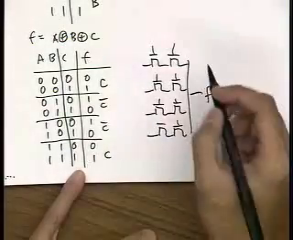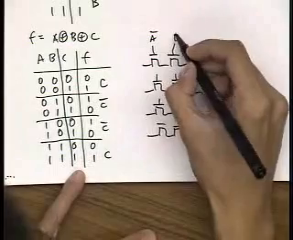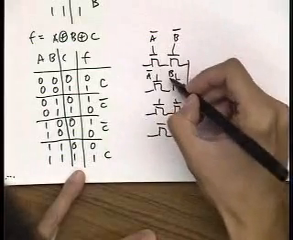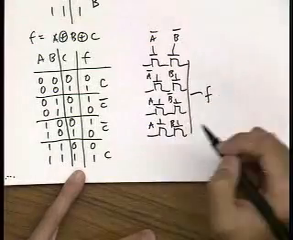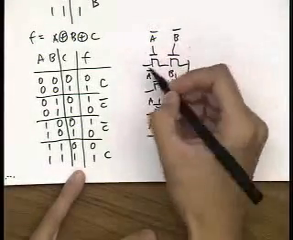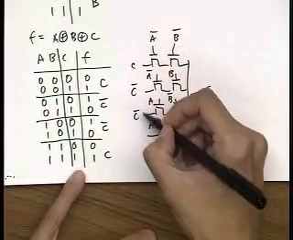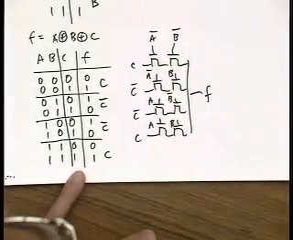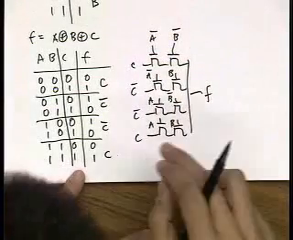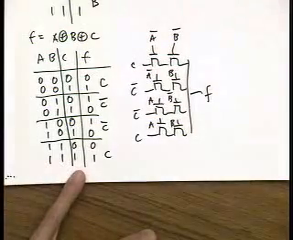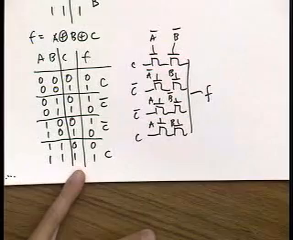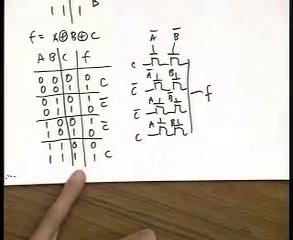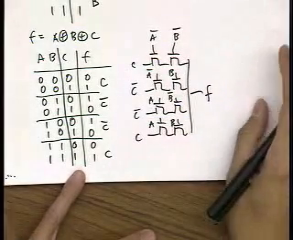Okay. And then you have a bar b bar, a bar b, a b bar, and a b. And then obviously this goes c, c bar, c bar, c. And this gives you my pass transistor implementation of my logic function. Any questions on this? So it's pretty straightforward, right?